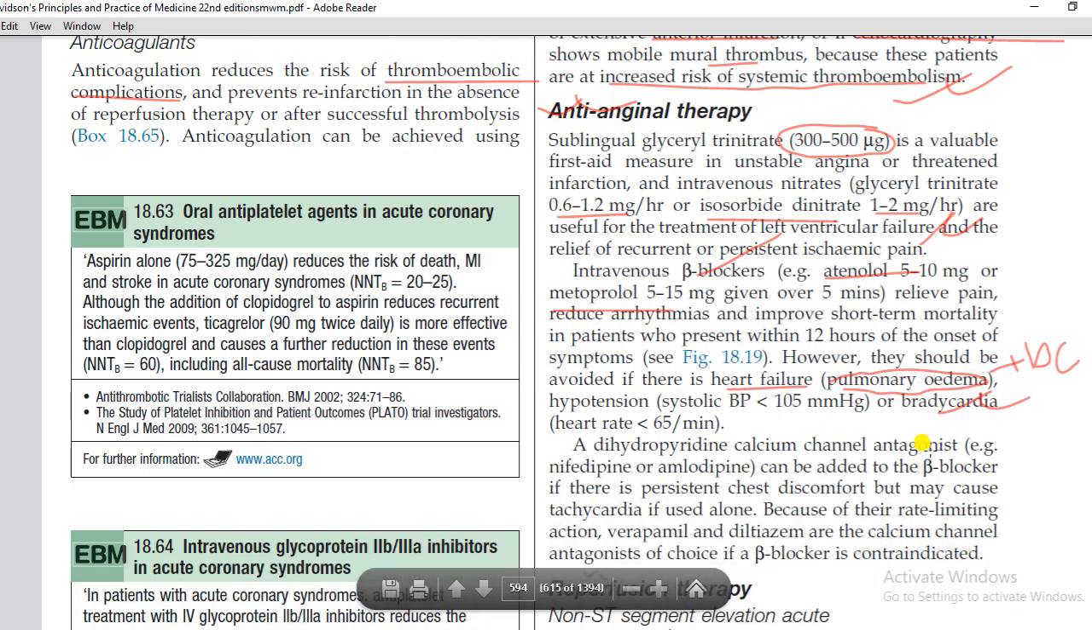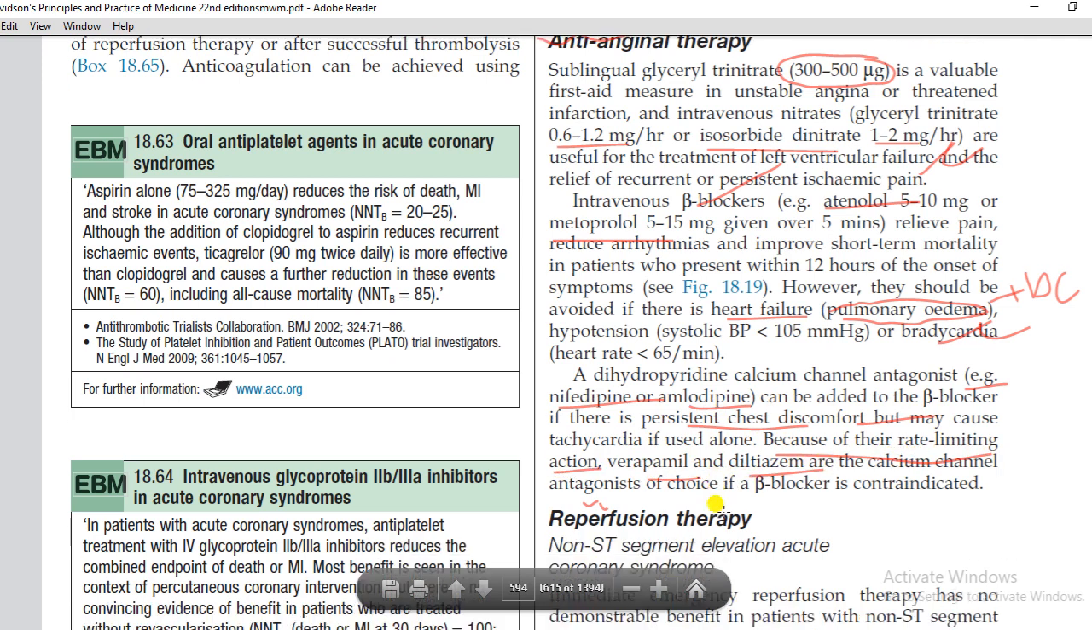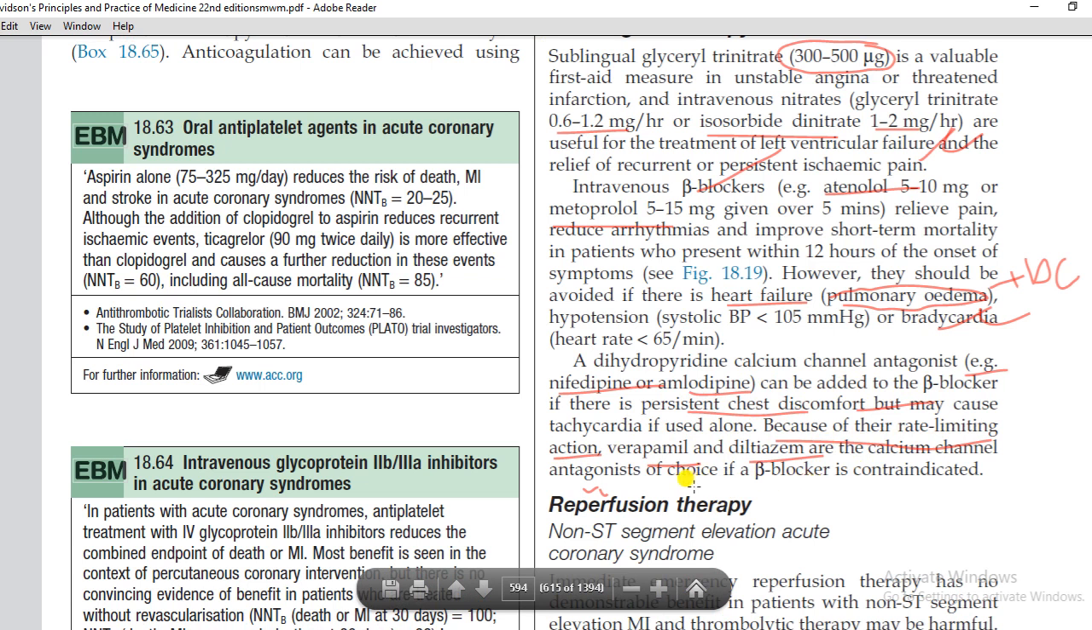Okay, dihydropyridine calcium channel antagonists, for example nifedipine and amlodipine. Amlodipine can be added to the beta blocker if there is persistent chest discomfort but may cause tachycardia if used alone. Because of their rate limiting action, verapamil and diltiazem are the calcium channel antagonists of choice if a beta blocker is contraindicated.